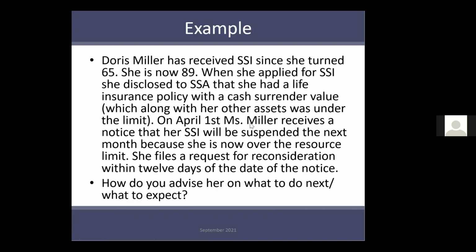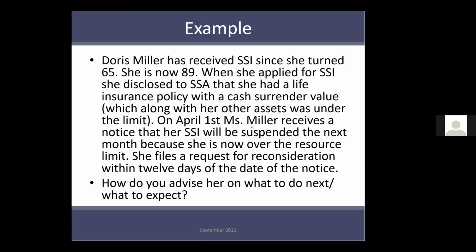On April 1st of 2021, Ms. Miller receives a notice that her SSI will be suspended the next month. She's over the resource limit, so she will have no income. We should have also included here that she will get an overpayment notice, and it could be a fairly significant overpayment if it turns out that Social Security thinks that she's been over the resource limit for a while. And when this happens to your 89-year-old client, she and her family will be very, very, very panicked.